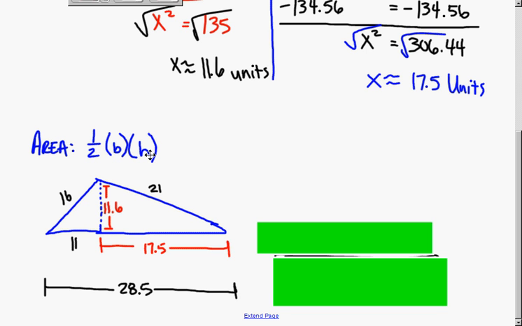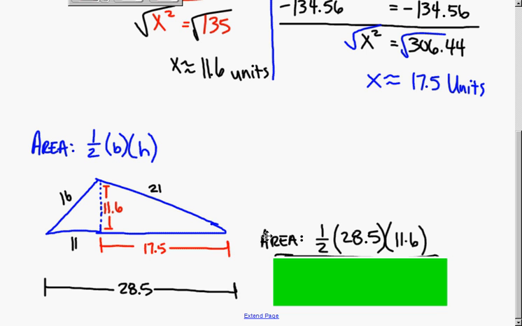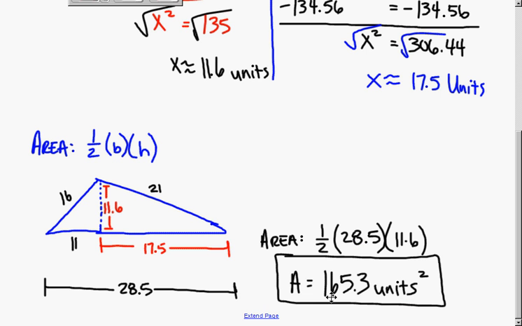Now I can substitute into my equation for finding the area of a triangle. 1/2 times base, your base is 28.5. Your height is 11.6. And again, after you do your computation here, we want to round to the nearest tenth. And we came up with your area is 165.3 units squared. This concludes lesson 62, 10-4 Pythagorean Theorem.